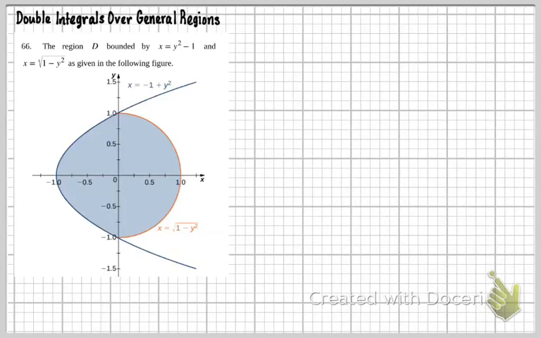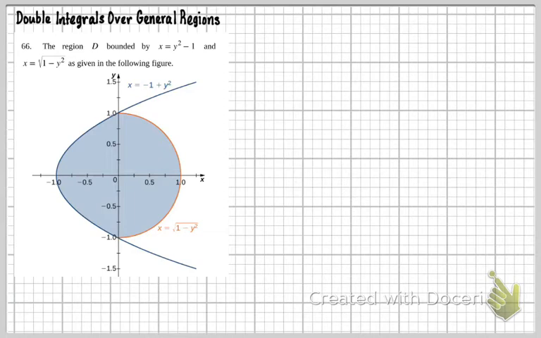So let's take a look at problem 66 here. It says the region D bounded by x equals y squared minus 1 and x equals square root of 1 minus y squared as given in the following figure. So when I look at this problem here, the question I asked in the last video is, do I have a clear upper and lower function?